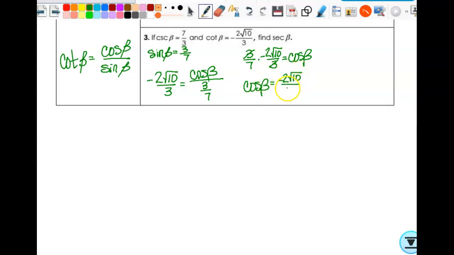Did I want the cosine? No, I didn't want the cosine. I want the secant. But since I know the cosine, is that going to help me with secant? Sure is. So the secant of beta is going to equal negative 7 over 2 square root of 10. So then I just have to rationalize and get negative 7 square roots of 10 over 20. And there is my answer.